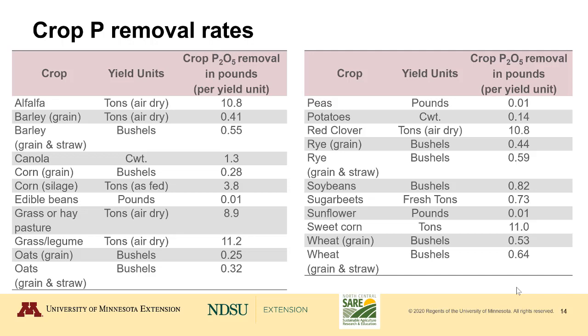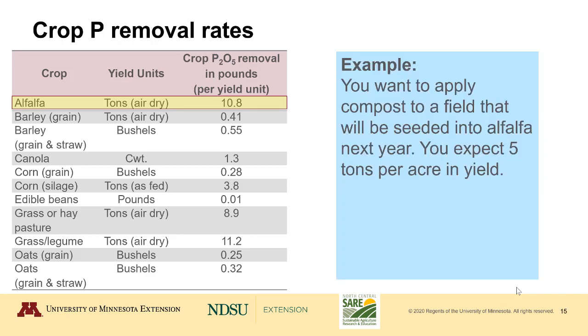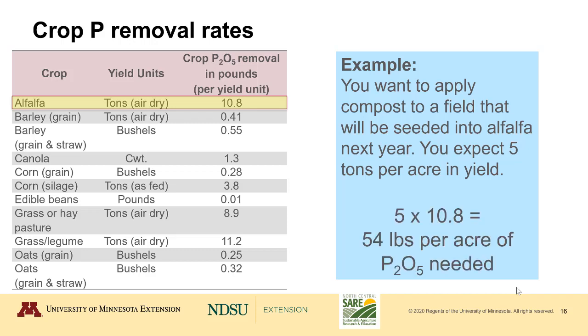So to be able to compare apples to apples when we're talking about composted manure versus fertilizer, we're going to still use those units. So if you remember back to our example, we're going to apply the composted manure to an alfalfa field before planting it. And we expect to get 5 tons per acre in that year for the yield. So 5 tons per acre, and we can see that we removed 10.8 pounds of P2O5 per ton. And 5 times 10.8 equals 54 pounds per acre of P2O5 needed. So that is the application rate that you'll need to apply the compost at.